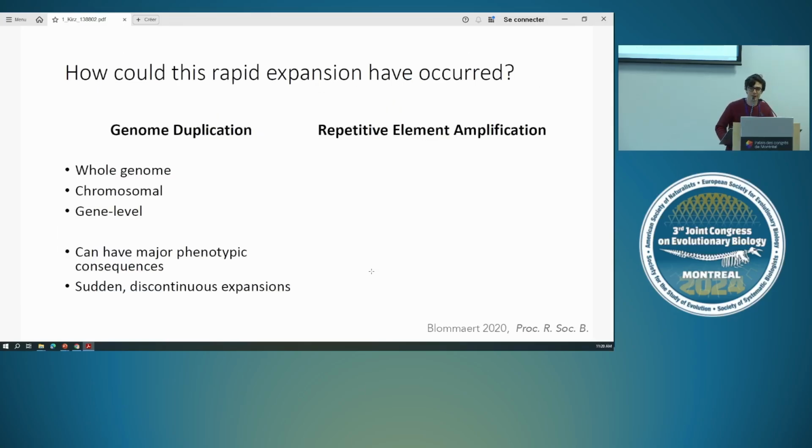So how could this expansion have occurred? I'm going to break it down into 2 very broad categories, the first of them being genome duplication. This can be as large and as drastic as a whole genome duplication event or something a little bit more minor. Given that there's so much coding genetic material involved, often this type of thing has major phenotypic consequences: meiotic disruption, gene dosage problems, cytoplasmic incompatibility. And so you may expect to see larger phenotypic changes.